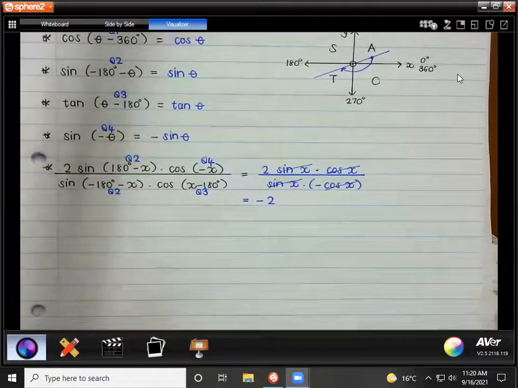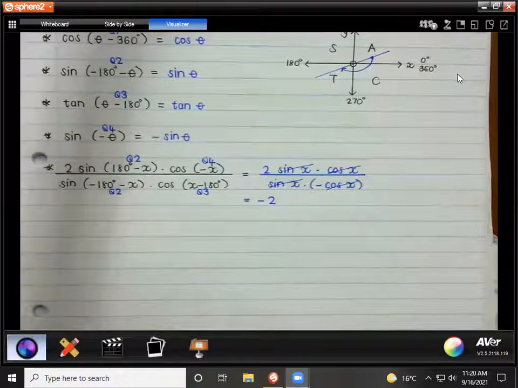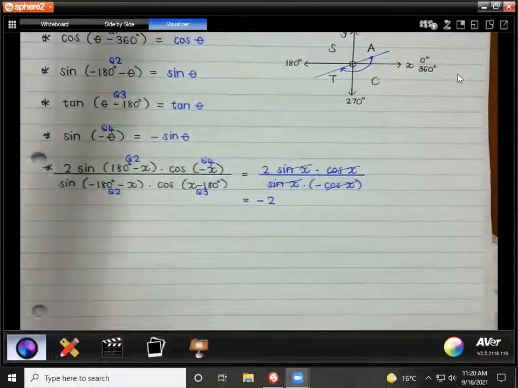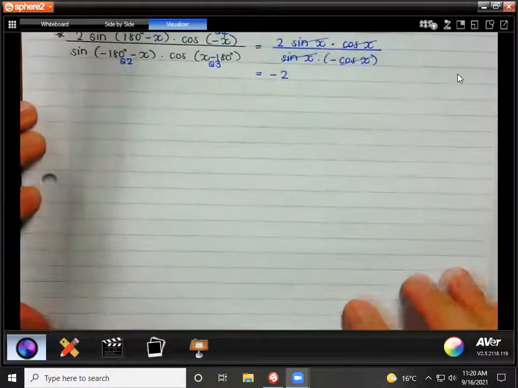We're going to do, sorry, my pages are all mixed up. Numerical reductions with special angles now. That is the next heading. So we can just carry on underneath this.